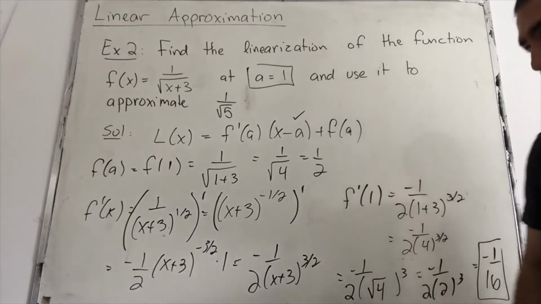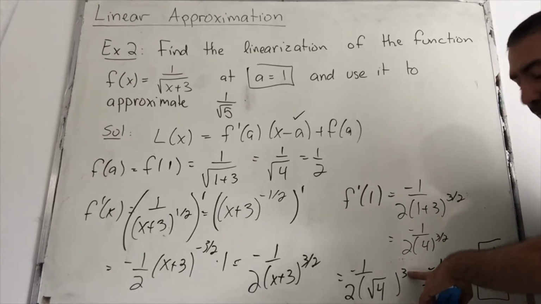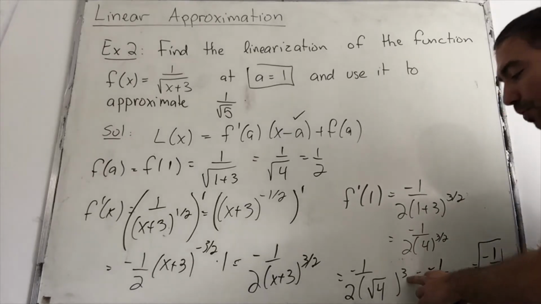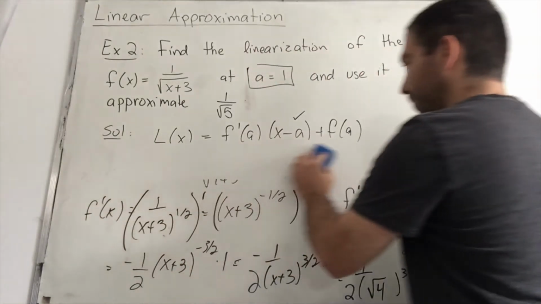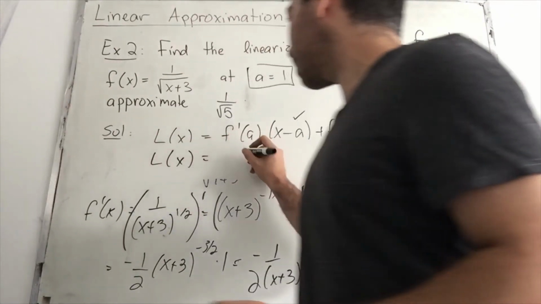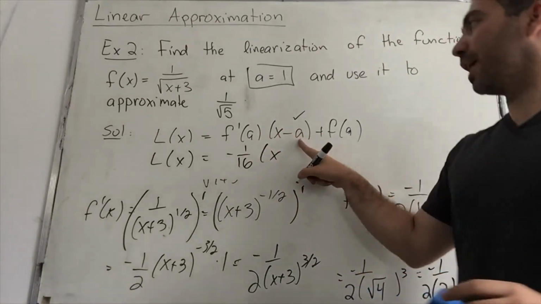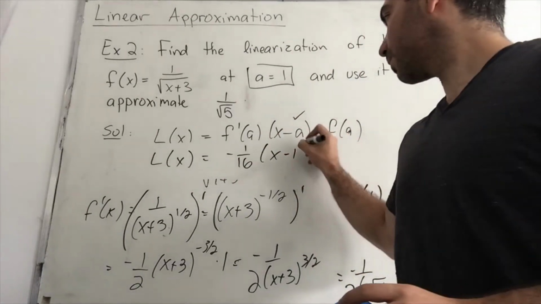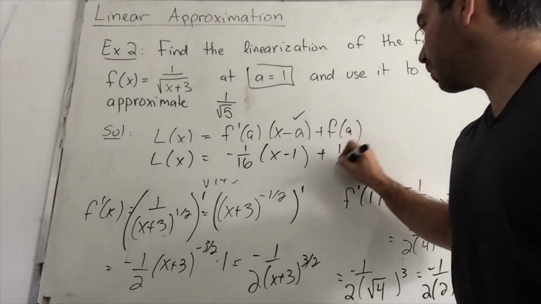Okay. So my advice is always do the root first and then cube it. If you cube it first, you're working with larger numbers. You'll eventually get the same thing. So our linearization formula is L of x equals f prime of a, which we got was negative 1 over 16, times (x minus a, which we know is 1), plus f of a, which was, oops, I erased it, 1/2.